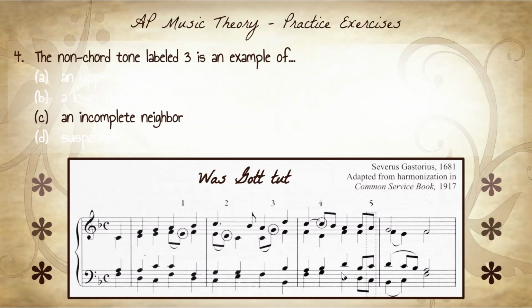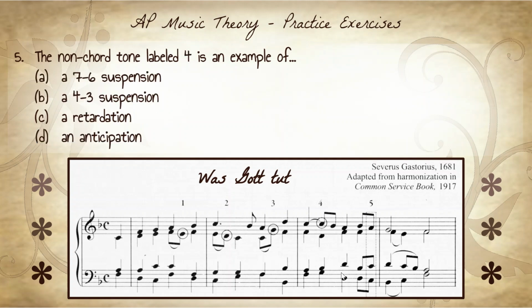Correct answer is C. Non-chord tone 3 is an example of an incomplete neighbor. It leaves the preparation chord by a leap upward and resolves down by step in the opposite direction, sometimes called a cambiata. This type of non-chord tone does not occur on the beat.